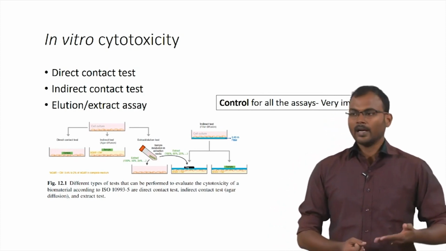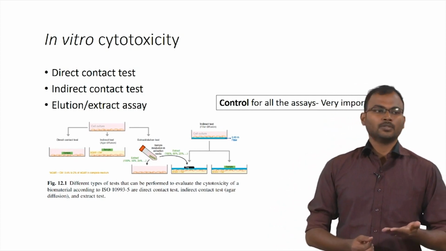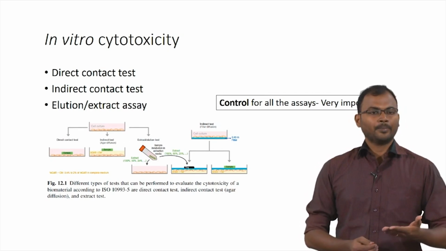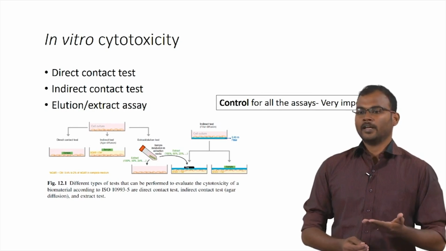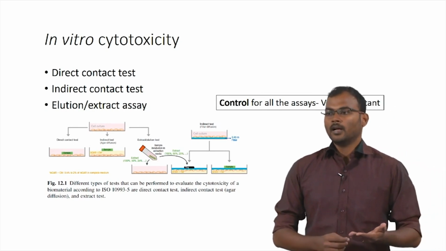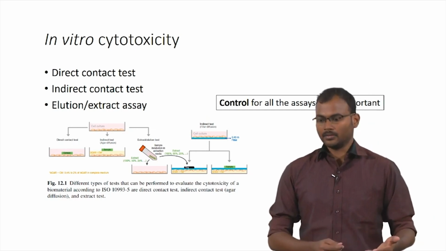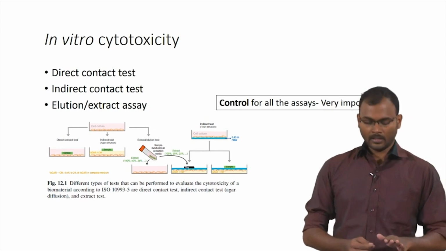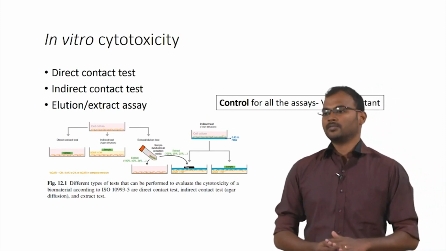For that, you will have the sample at the bottom and the cells seeded at the top of the material, and if over a period of time the cells show adhesion on your material surface, that can be estimated also. So, for all the assays involving biological characterization, control is very important.